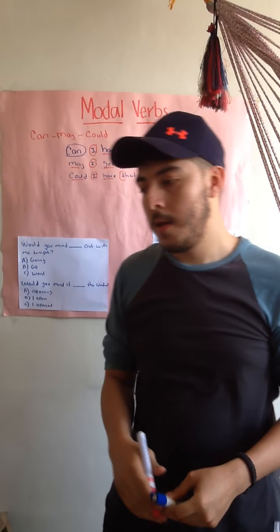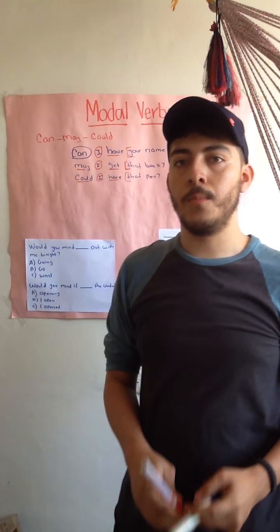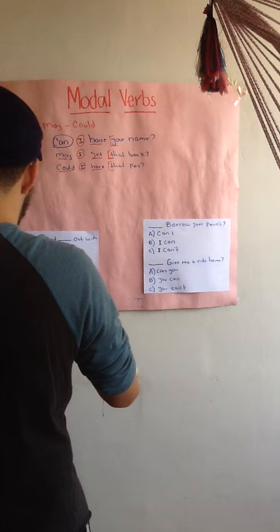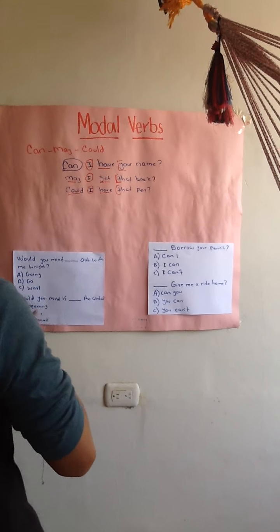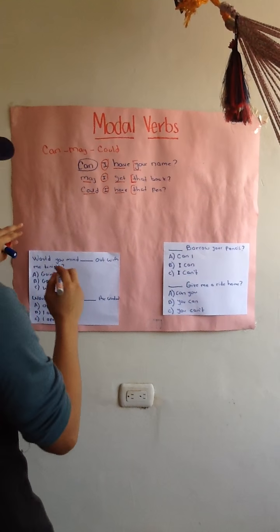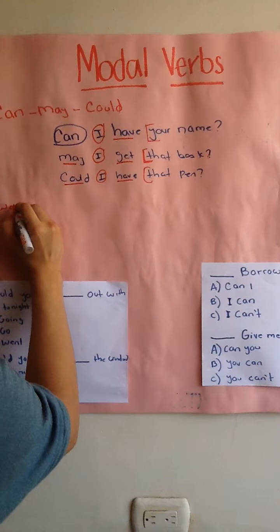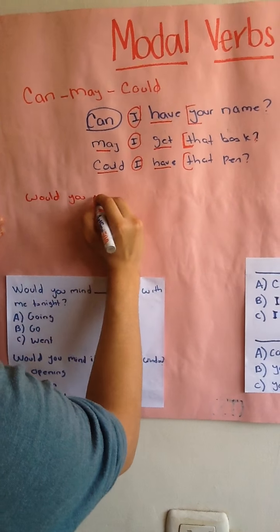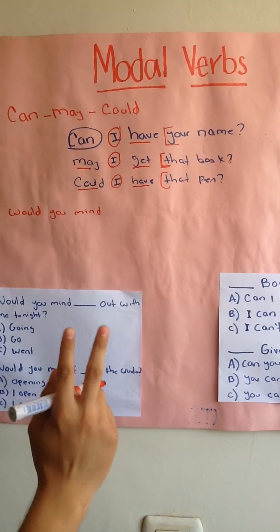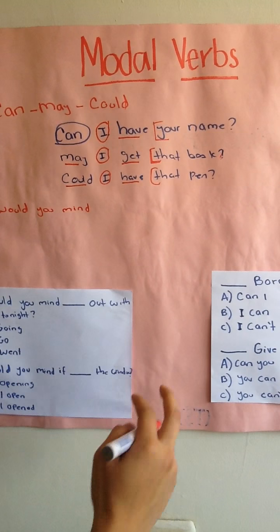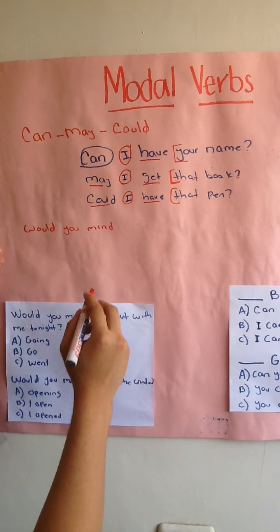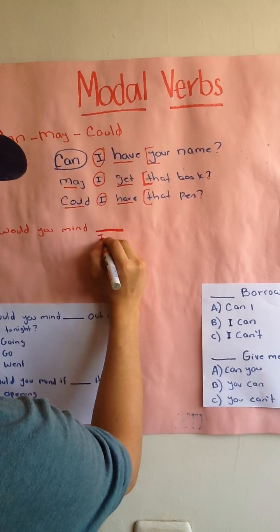Now moving forward, I'd like to explain how to use the would you mind form. In this case, it is different from using modal verbs. The main key is would you mind. That is something we cannot change. Once we have this, we need to be aware that there are two ways to make this request. The first one: you put would you mind, and then the following verb must be in ing form.